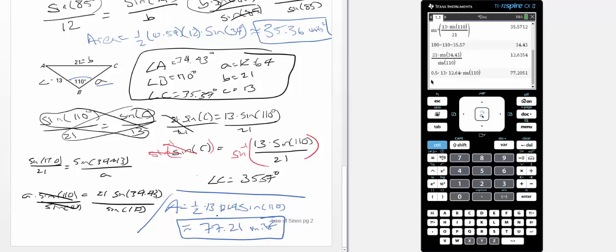Again, this area may differ depending on how you round. So pay attention to what the directions say to round to, and if they don't, again, be consistent in how you round. In this case, I rounded to 2 decimal places, so I made sure my answer was 2 decimal places as well on my calculator.